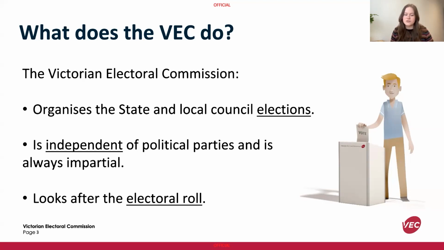The VEC also looks after the Victorian electoral roll, which is a long list of all the Australian citizens who live in Victoria, who are eligible to vote and who have enrolled. Now, something not many people realise, though, is that the VEC is also mandated to provide information and education activities to priority groups, such as young people, so they can better understand how the voting process works.